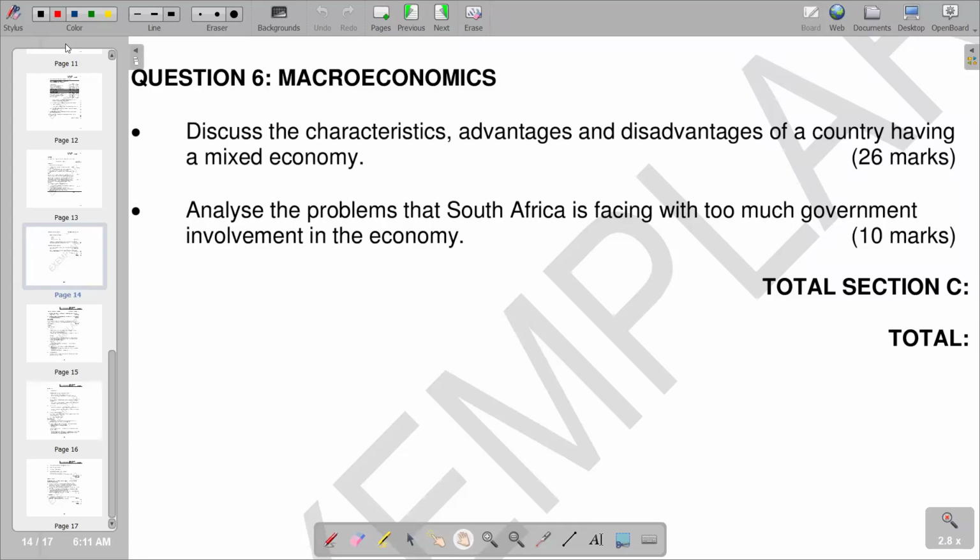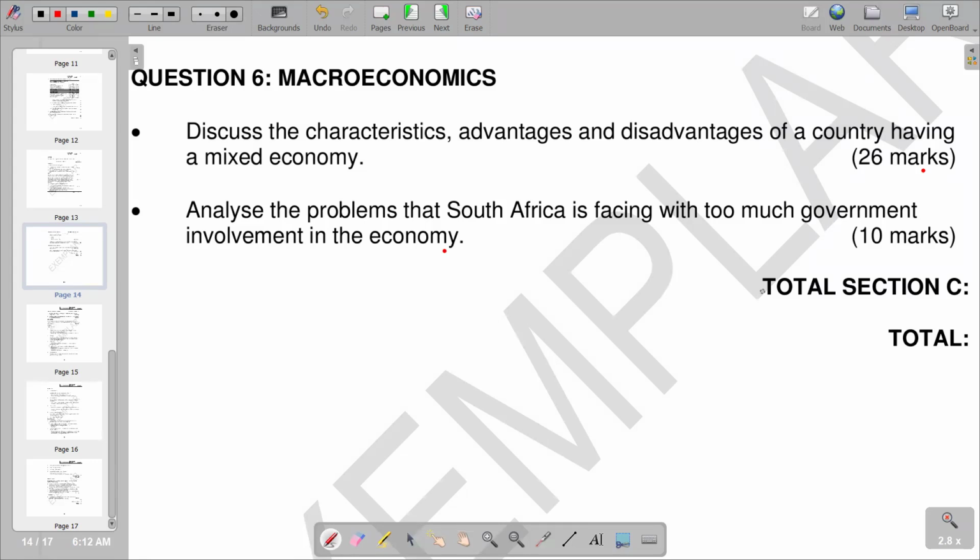Now, moving on to our section C, whereby we are going to look at essay question 6, which is on macroeconomics. The first part reads, discuss the characteristics, advantages and disadvantages of a country having a mixed economy with 26 marks. And then the second part, which is the additional part, reads, analyze the problem that South Africa is facing with too much government involvement in the economy. So this is what we have.